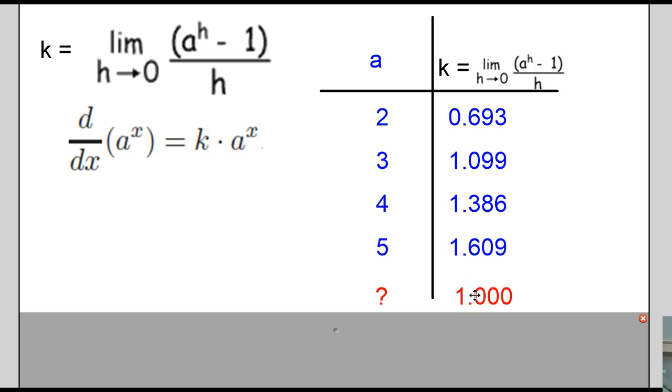Since k seems to be increasing as a increases, whatever this a value is, it's going to be somewhere in between 2 and 3, because of the k values for 2 and the k values for 3. So let's come up with a way to determine what that answer would be.